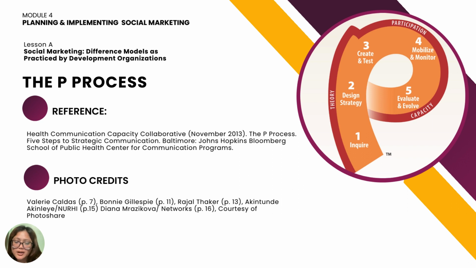So, to wrap up, let's recap the five steps of the P process. Number one, inquire: know more about our problem and intended audiences. Second, design the strategy. Third is to create and test. Fourth is to mobilize and monitor. And last, the fifth is evaluate and evolve. So this concludes my presentation on the P process.